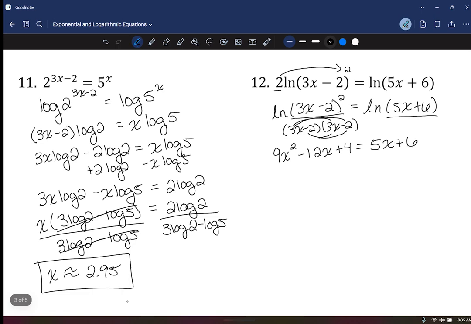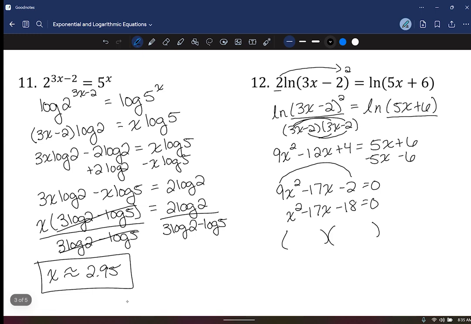So this tells me that I'm going to end up having to factor on this one as well. So I'm going to go ahead and subtract the 5x and the 6 to move them to the left side. So I have negative 12x minus 5x, which would be negative 17x, and 4 minus 6, which is negative 2. And since I have a number in front, I'm going to have to do the illegal move. So this will make 9x squared minus 17x minus 2 equals 0.